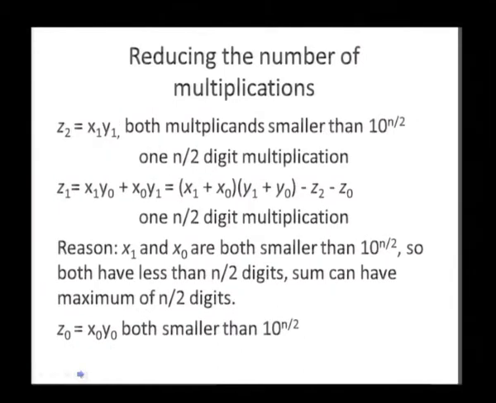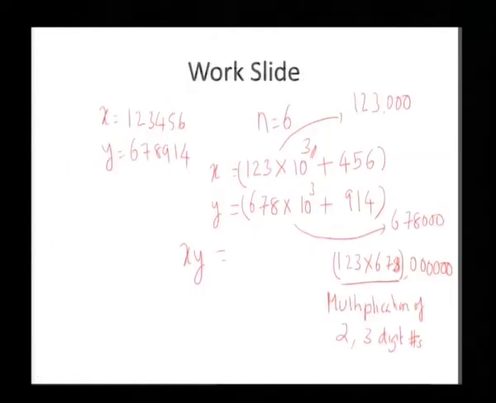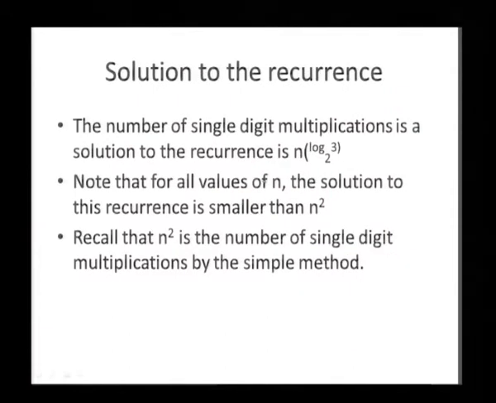So, let us just go to the example. Remember that we wanted to multiply these two 6-digit numbers. We wrote the number down as 123 into 1000. How many digits are left now? Half the digits are left.